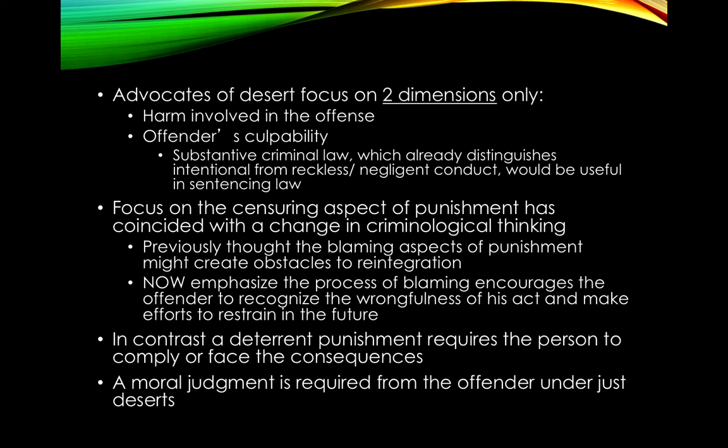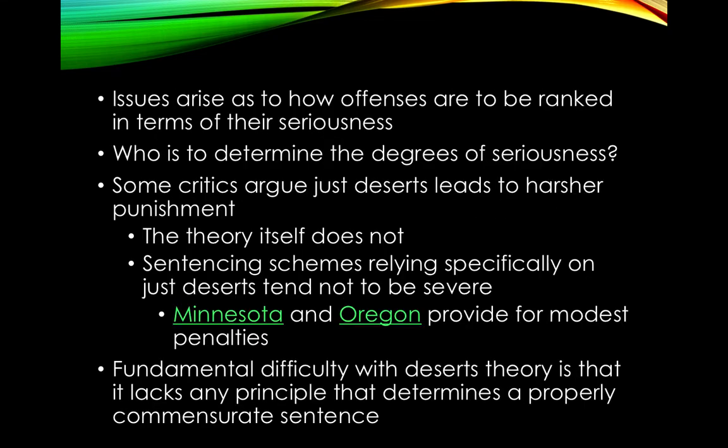So a deterrent punishment requires the person to comply or face the consequences. A moral judgment is required from the offender under just deserts, whereas it's not really required under deterrence. So one problem here then becomes, how do we rank offenses and determine seriousness, and who gets to determine that? Some argue that this can lead to harsher punishment, but the theory itself does not argue for that. Minnesota and Oregon both have modest penalties within their sentencing schemes.